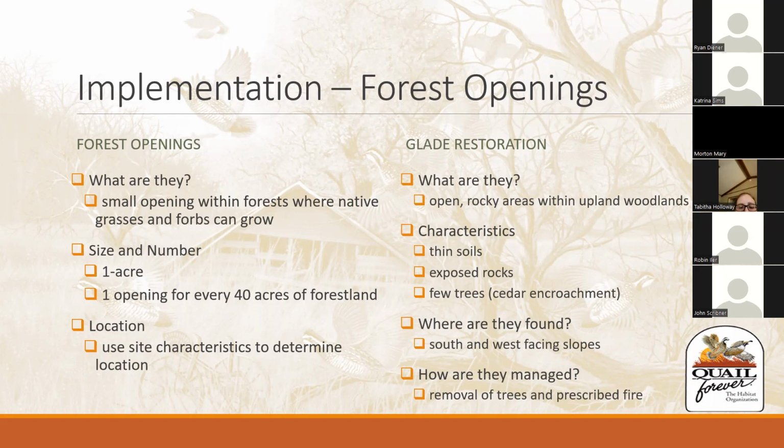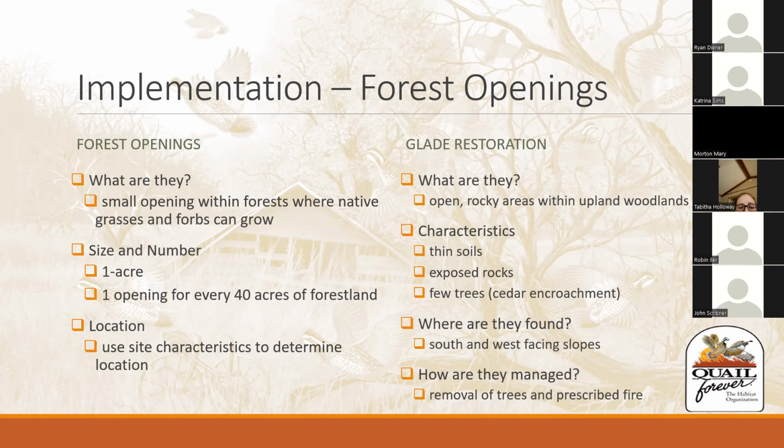The average size of these forest openings would be about 1 acre, and you're looking at about 1 opening for every 40 acres of forest land. And it's as simple as that. You remove all of the trees in an area, and if it's been forest land for a long time, chances are that by thinning it and with a burn, a lot of those native seeds are still intact. The seed bank is still intact and will come back up on its own.